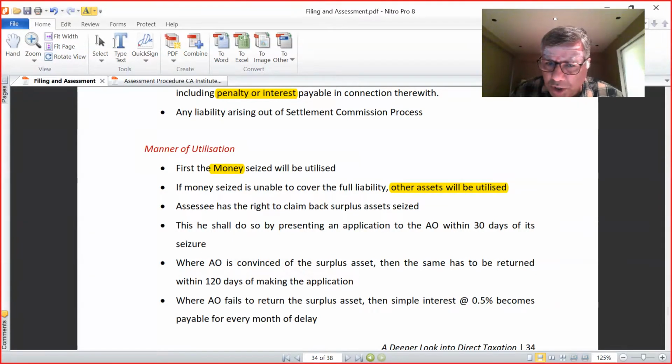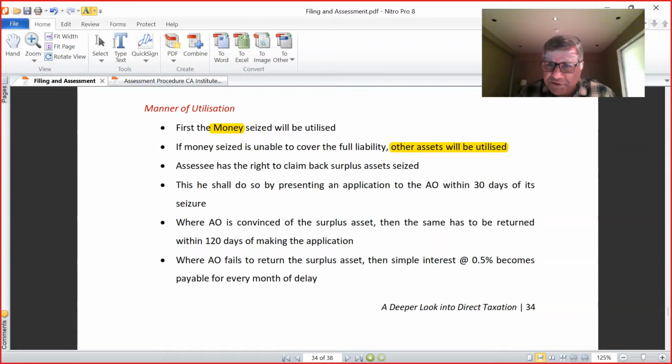The assessee has the right to claim surplus asset. This shall be done by presenting an application within 30 days. Where the AO is convinced of the surplus asset, the same has to be returned within 120 days from the date of making an application. Otherwise, the department has to pay 0.5% interest. This is about seizure. So friends, I have completed that.